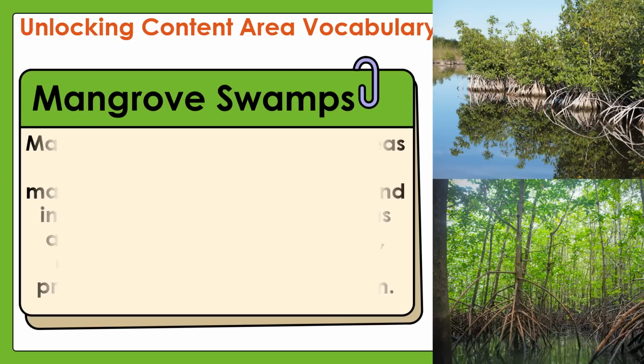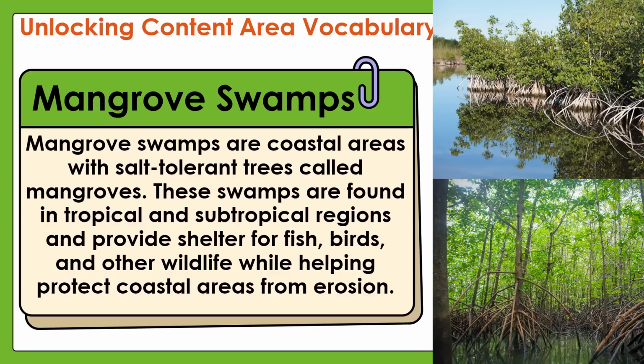Mangrove swamps. Mangrove swamps are coastal areas with salt-tolerant trees called mangroves. These swamps are found in tropical and subtropical regions and provide shelter for fish, birds, and other wildlife while helping protect coastal areas from erosion.